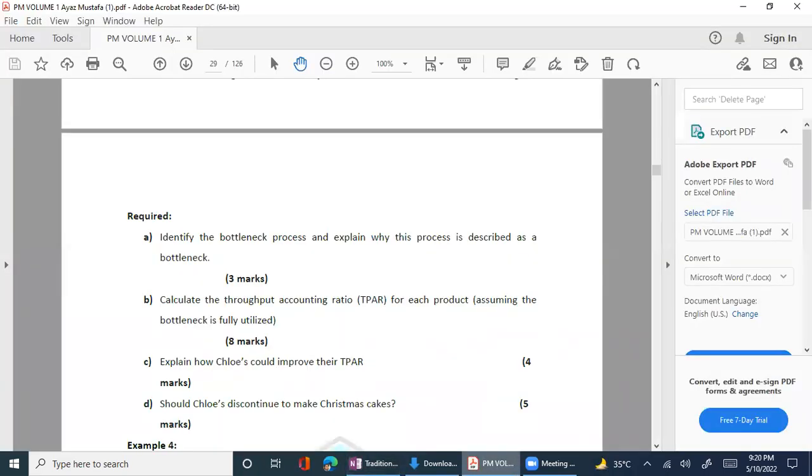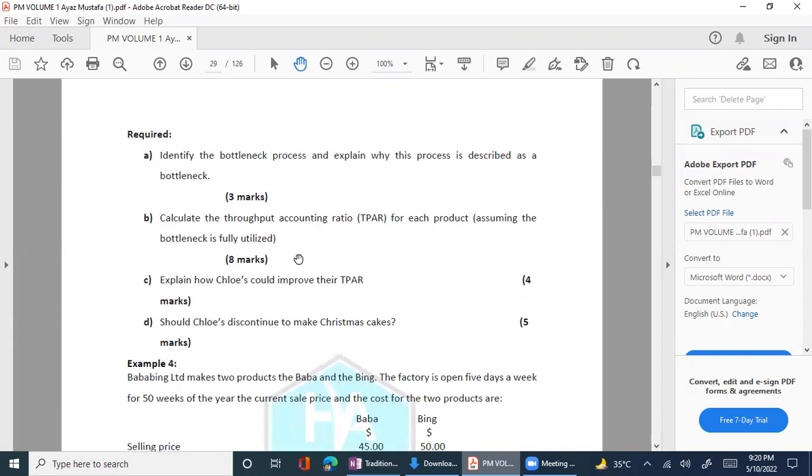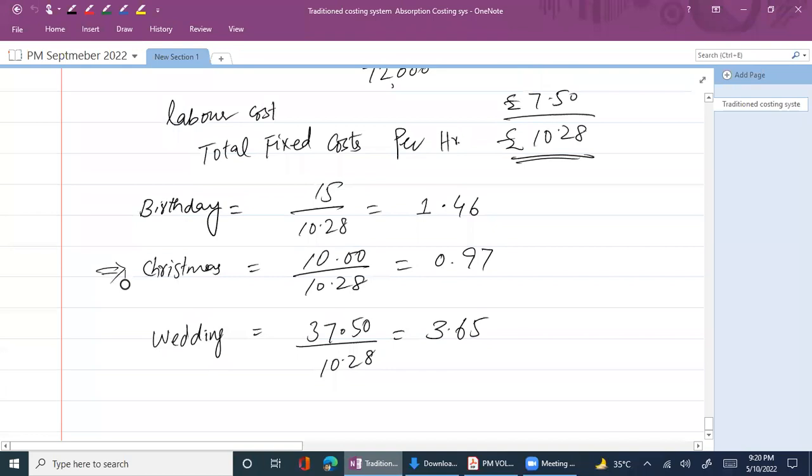Okay, moving to the next part. Explain how C could improve their throughput accounting ratio. As I told you earlier, in every exam, the examiner used to ask this point, how it can be improved. So we know how it can be improved. This is a theoretical answer, so I hope you will be able to write it after reading it. Then, should C discontinue the Christmas cake? Now, this is the technical writing where you need to decide whether the Christmas cake should be discontinued or not. What do you think?